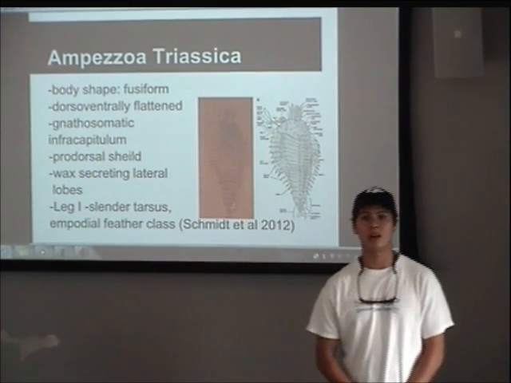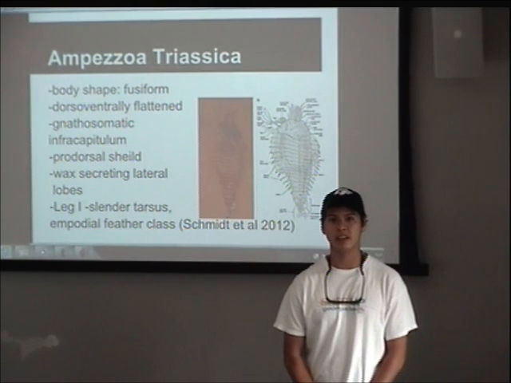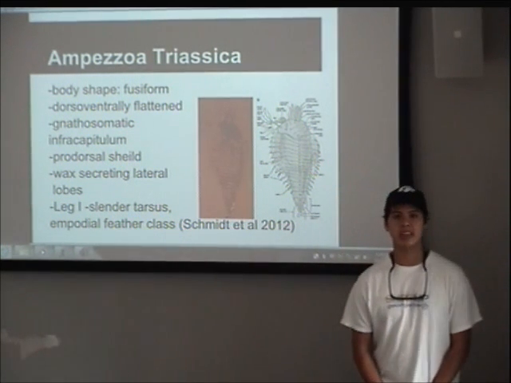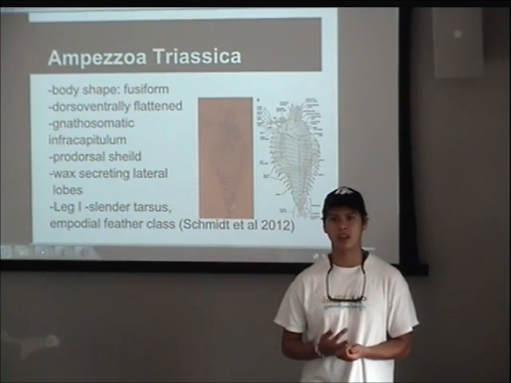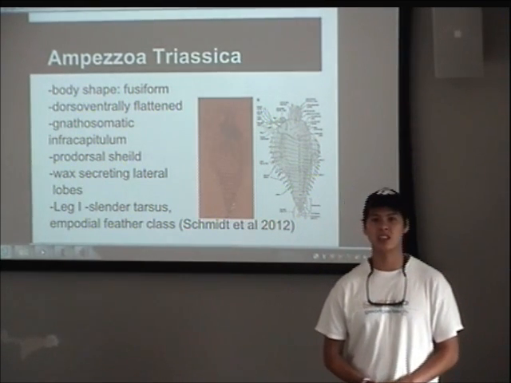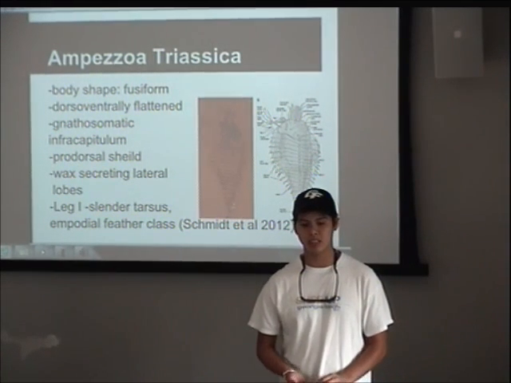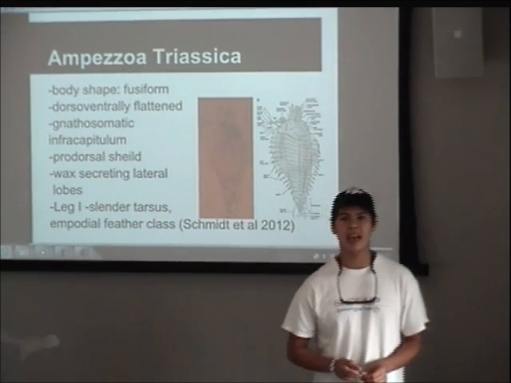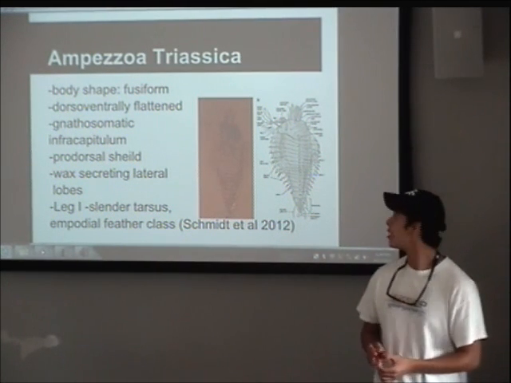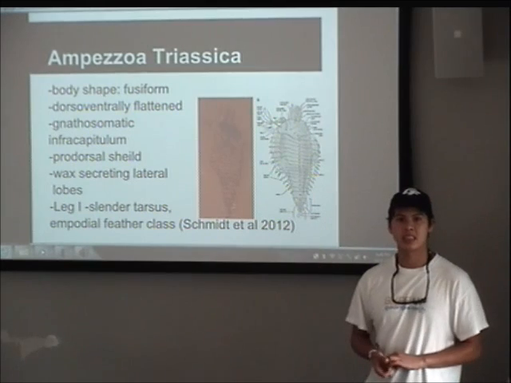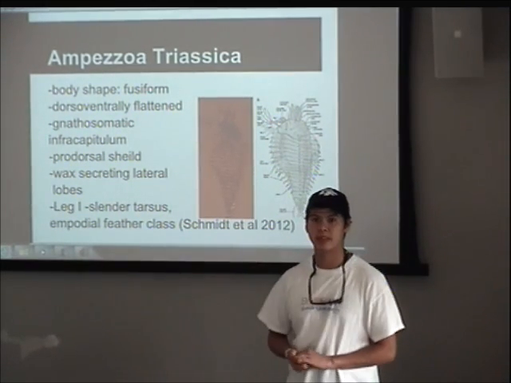The next organism was Amphizoa triassica. It has a spindle-like body shape. It has a gnathosomatic infracapitulum also, so it also has a developed mouth, jaws, and pharynx. It has the prodorsal shield, so that also shows its exoskeleton, and it has the wax-secreting lateral lobes. Leg 1 is there, with a slender tarsus, and it does not have a leg 2, but it was there.